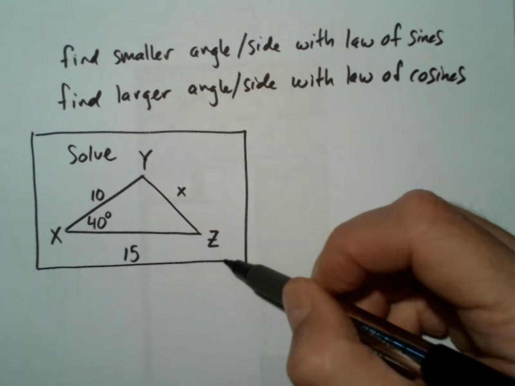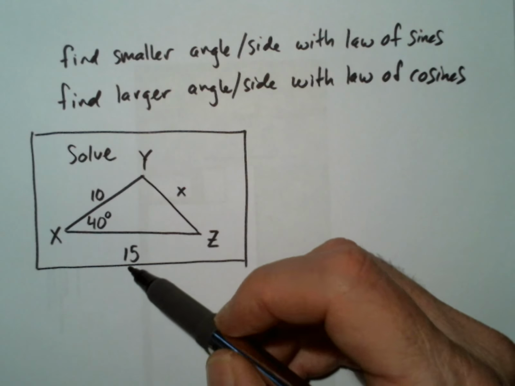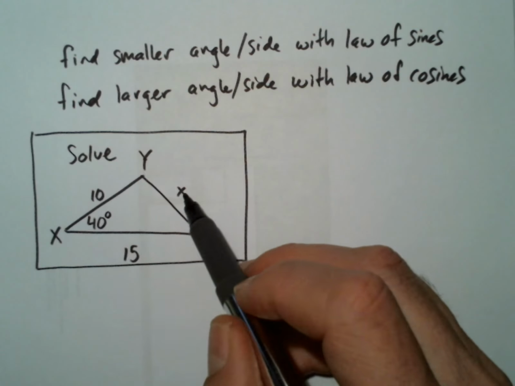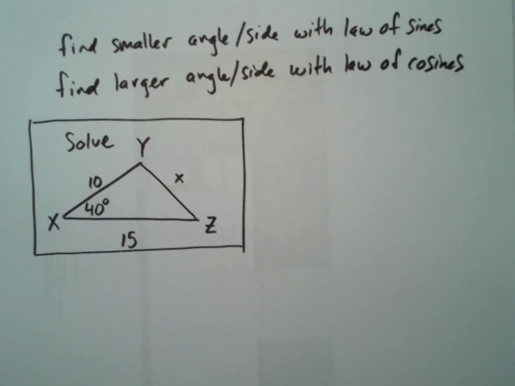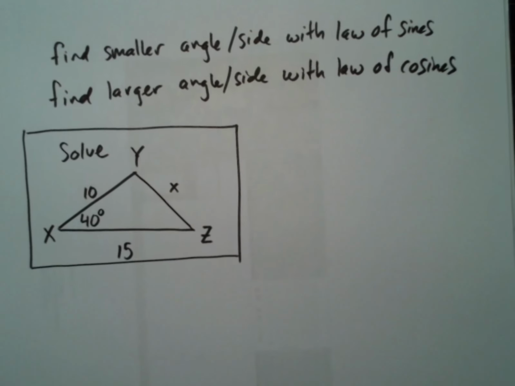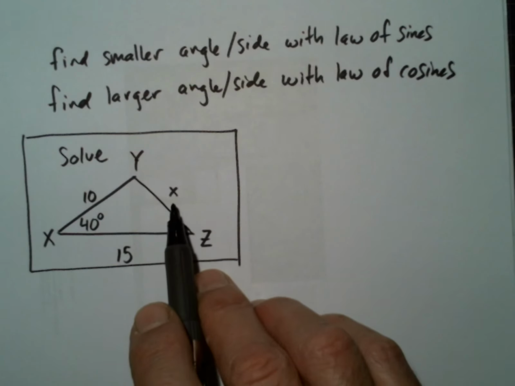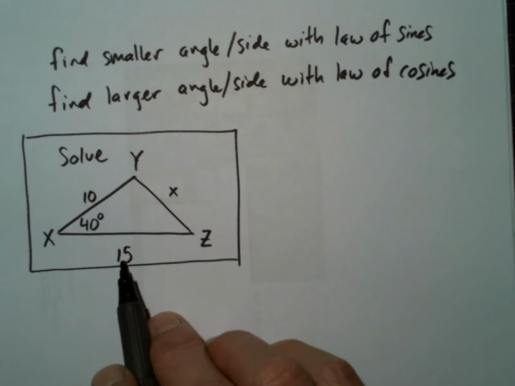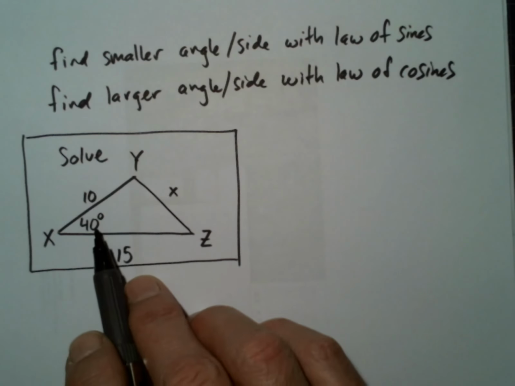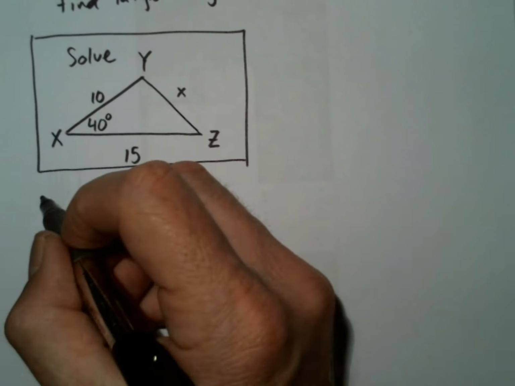And this is a side-angle-side. We can't use law of sines because we don't know a pair of opposites. So we're going to do law of cosines. And we also don't have a choice of what to find first. We have to find x first because we have to have the adjacent sides and the opposite angle. Let's find side x first.